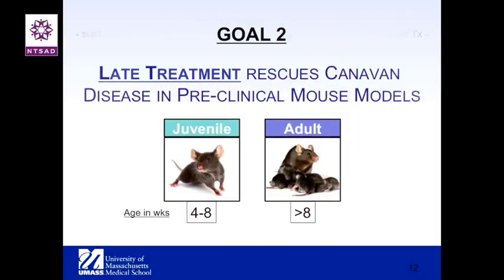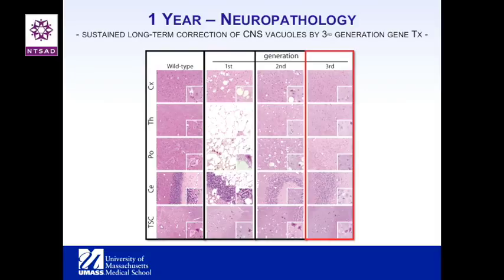I'm sorry. Oh, too fast. And this is our third generation. After 1 year, it looks completely normal, like wild type. Okay, so that kind of suggests we can design a gene therapy that is efficient and long-lasting.